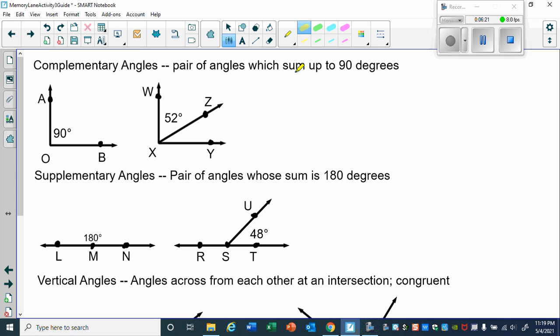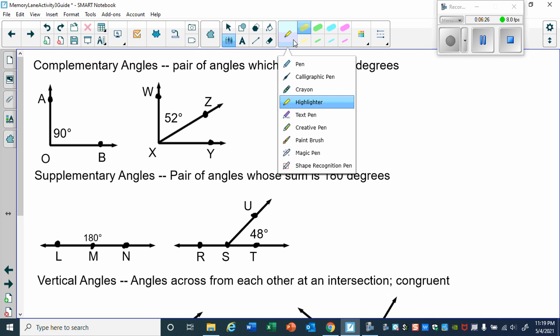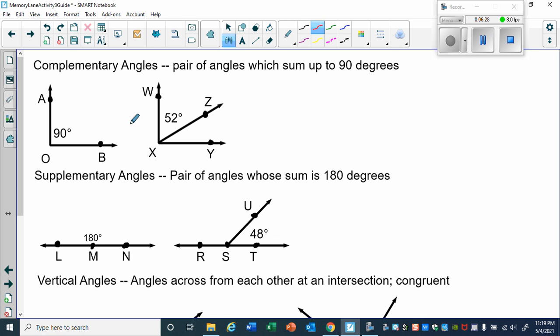Now, complementary angles. The two add up to 90 degrees, aka a right angle. And as you see, angle AOB is 90 degrees, a right angle. But notice how WXZ and ZXY, that also, WXY forms the right angle. That's your 90 degrees. It's the sum of WXZ and ZXY.